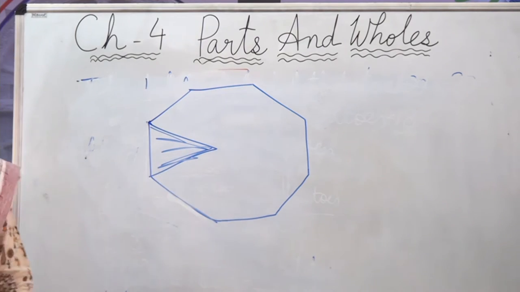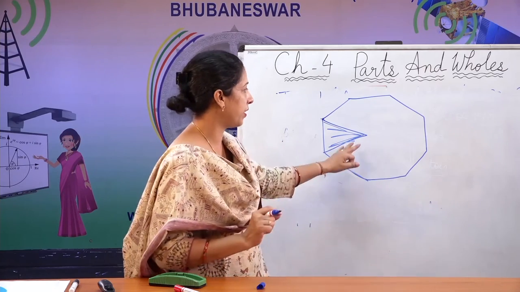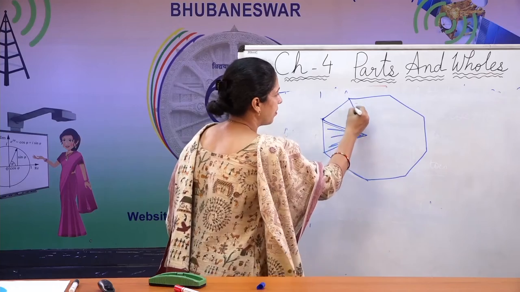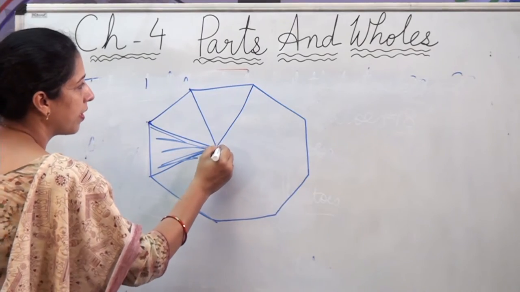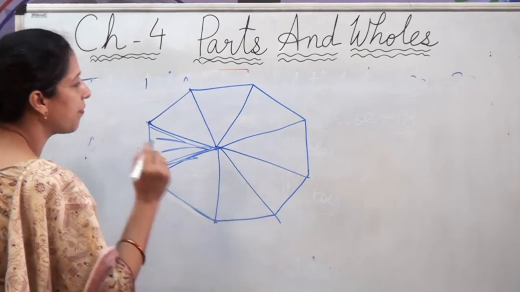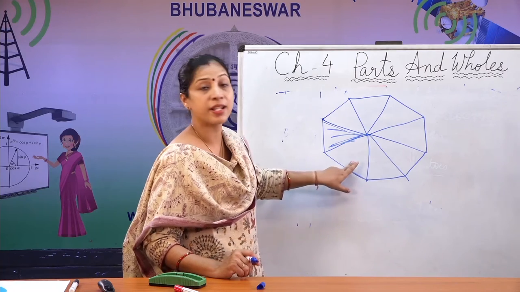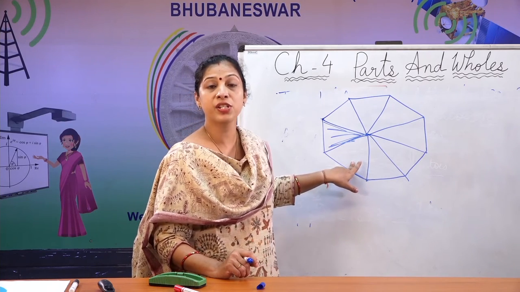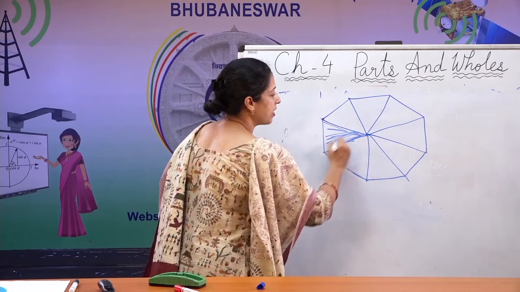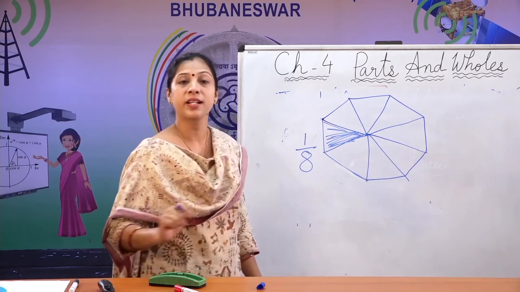And we have to find out what are the different parts of it. Now if we divide this into equal parts, this will be the equal parts. So now can you find out 1, 2, 3, 4, 5, 6, 7, 8 equal parts, out of which how many parts are colored? Only one part is colored. So one part out of 8 parts is colored.